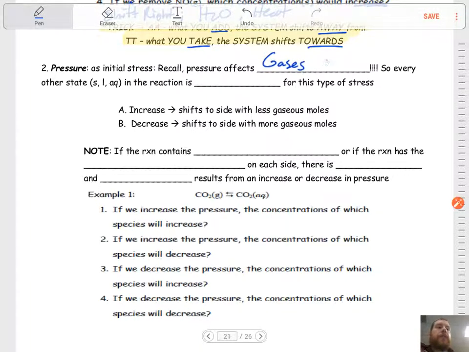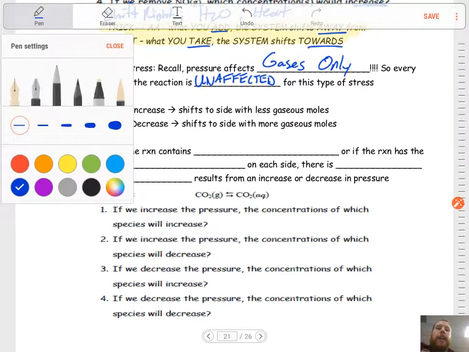So when we're talking about Le Chatelier's, it's the same thing. Only gases will be affected by it. So if you have solids and liquids and stuff, they're not going to be affected. Pressure has no impact on those, okay? Every other state in the reaction is unaffected, and I cannot stress that enough. So as we go through, and again, in some of the practice that I have for you, that's what you want to remember, okay?